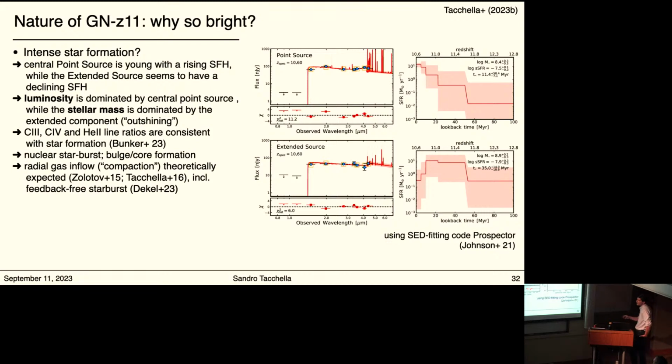Now if you look at the luminosities, you can clearly see that the point source is dominating the luminosity, but the mass is dominated by the extended component. This is not the haze, this is just the extended component around the central region. One possible interpretation here is that, when you look at the spectrum to first order, it seems to be quite consistent with star formation as well. It's possible that we just have a nuclear starburst that is currently outshining the whole galaxy, producing a lot of young stars in the core, with a slightly older, underlying disk component.